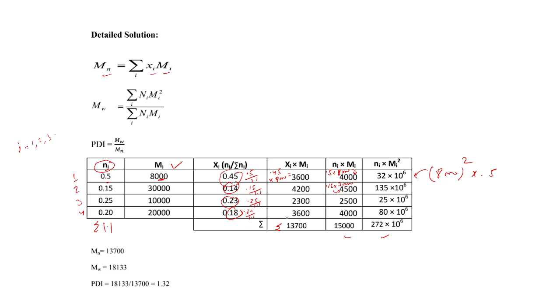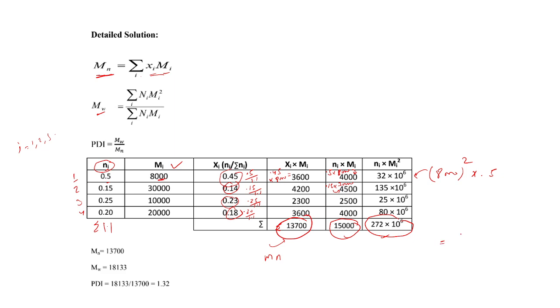Now you need to put the values in the formula, and you will get the value of the number average molecular weight, Mn. It is nothing but sigma xi mi. We have already found sigma xi mi, this one. So that will be Mn. Second is the weight average molecular weight. It will be sigma ni mi square, divided by sigma ni mi, this value divided by this value.